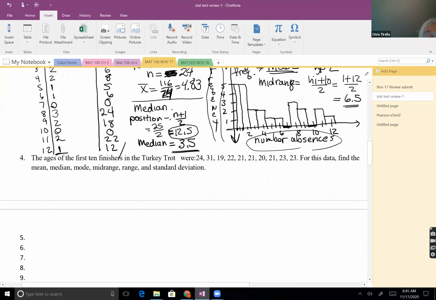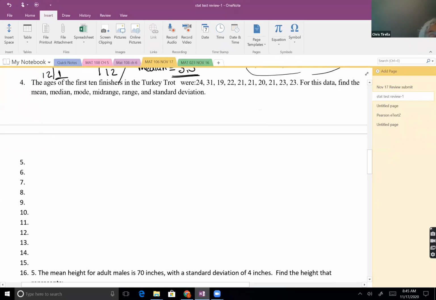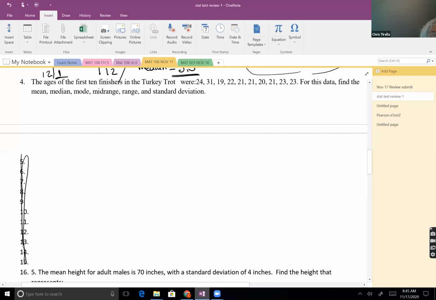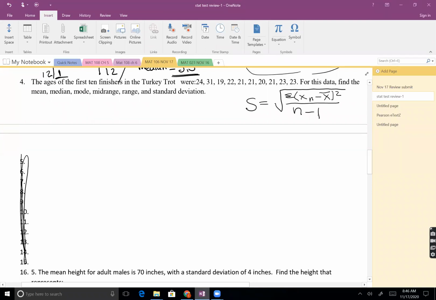And there is a question that asks you to find for a data set the mean, median, mode, mid-range, range, and standard deviation. In order to find the standard deviation, you can use the formula, which is the square root of the sum of the data values minus the mean quantity squared divided by 1 less than the number of values. And I put that formula there, but you don't have to use it.